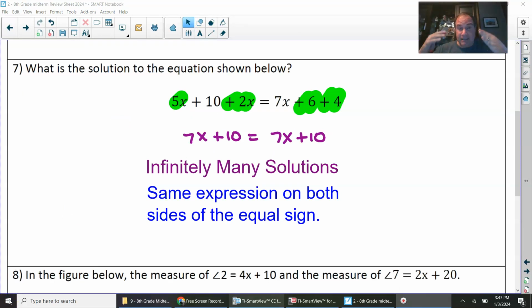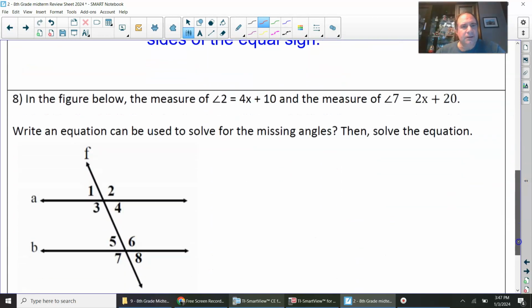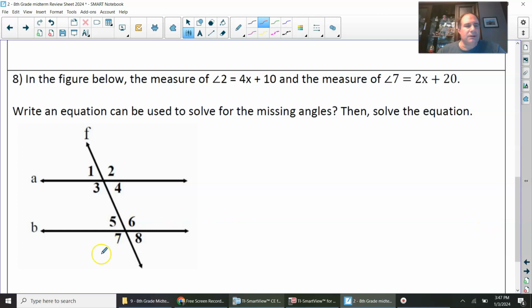That means that if you solved it further, you would say minus 7x on both sides. The 7x's would cancel on both sides, and you would get 10 equals 10. And it would still be infinitely many solutions. But you could stop at 7x plus 10 equals 7x plus 10. All right?